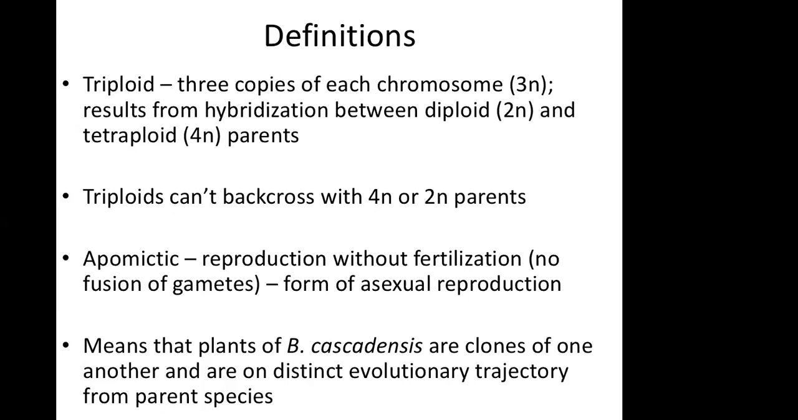That is, there's no fusion of gametes. You get this spontaneous production of seeds. Dandelions are our most common and abundant example of apomixis around us. We can think of it as a form of asexual reproduction because there's no gene exchange, there's no pollination.